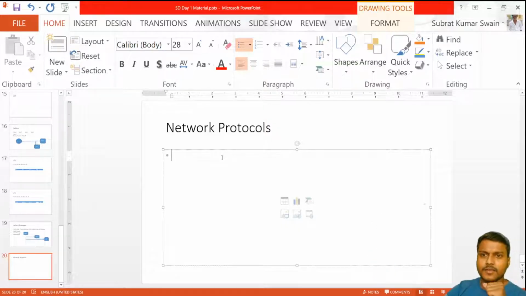Let's see. Mention quickly, guys, in the chat: what are the different protocols you have heard about? Network protocols. When I say network protocols, we use them while we are accessing the internet.